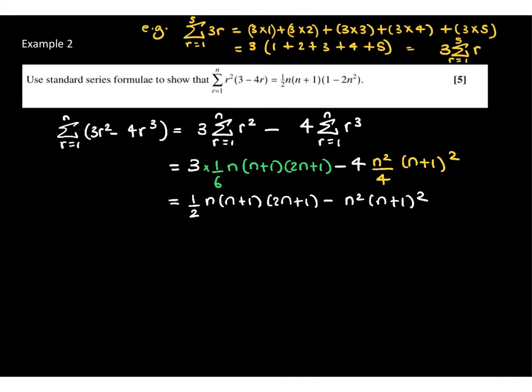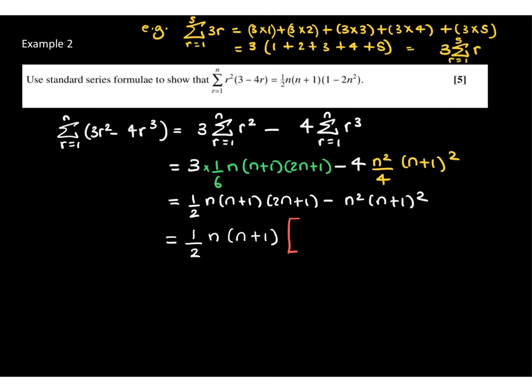Now it's a show that question, so we need to make sure we end up with the correct answer at the end. We've got something to aim for. Let's factorise out common factors, including this fractional coefficient here. So we're going to take out a half, n and n plus 1. So large square bracket here for clarity. What do we have inside the square bracket?